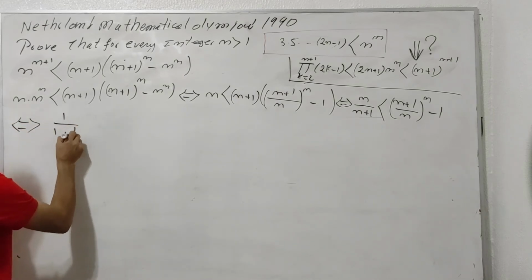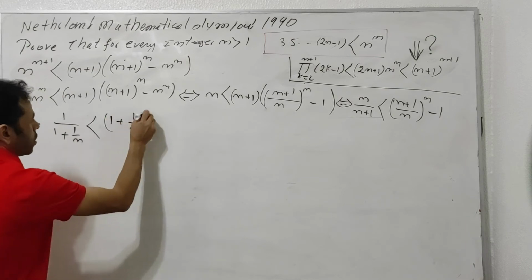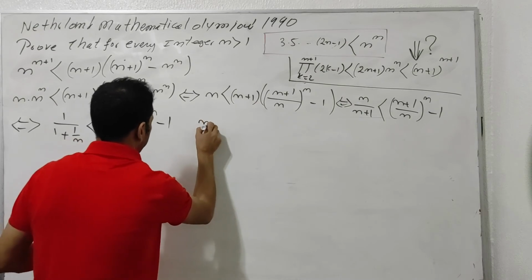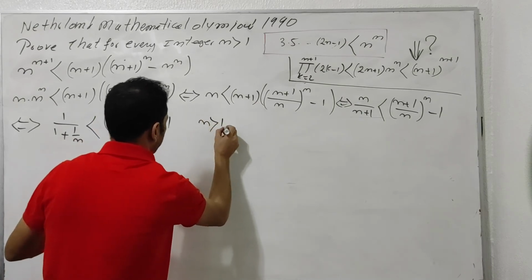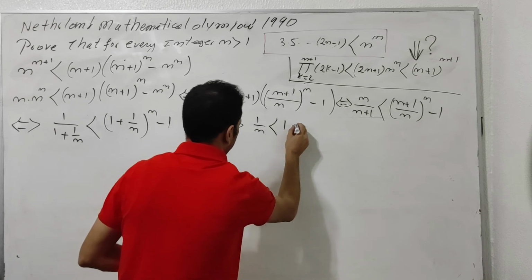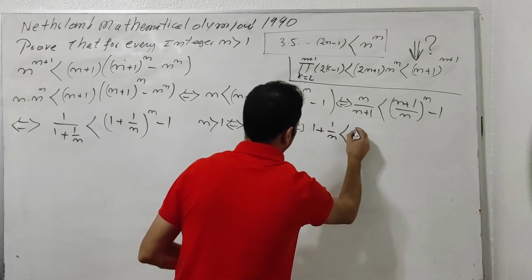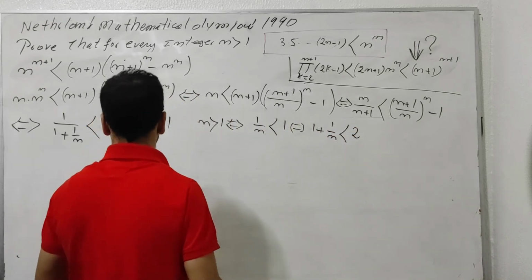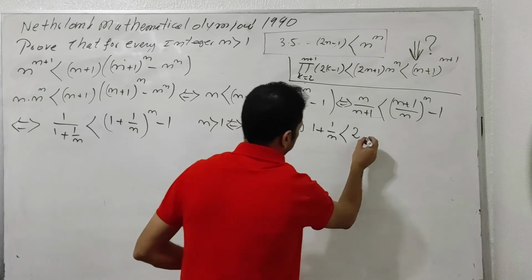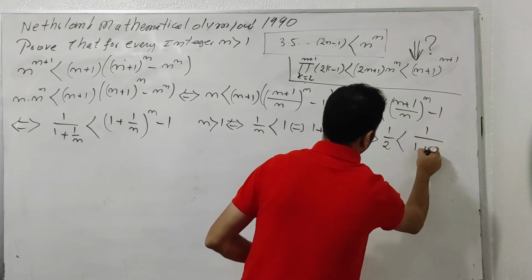So this is giving me 1 over (1 plus 1 over n) is strictly inferior to (1 plus 1 over n) to the n, minus 1. As we know, n is strictly superior to 1. It's equivalent to 1 over n is strictly inferior to 1. I'm going to add 1 on both sides. I will have 1 plus 1 over n is strictly inferior to 2. For this term, I'm going to take the reciprocal. I will have 1 over 2 is strictly inferior to 1 over (1 plus 1 over n).